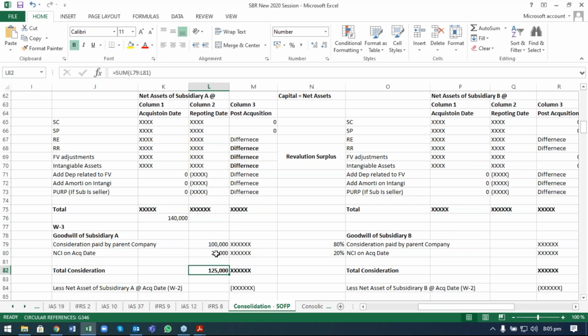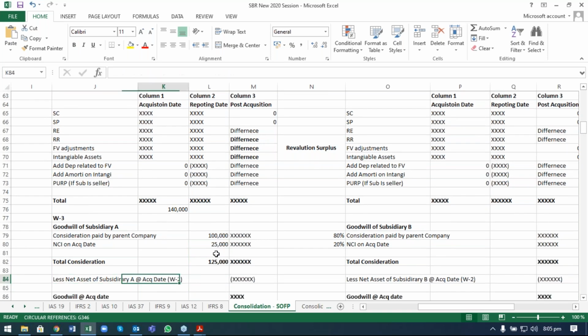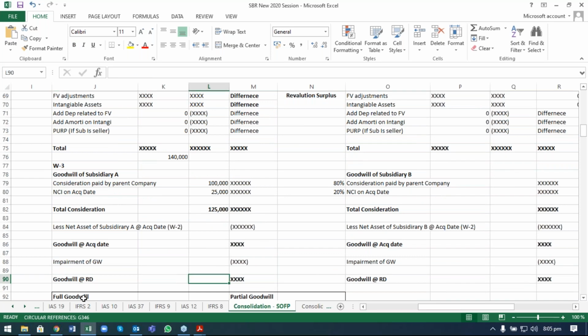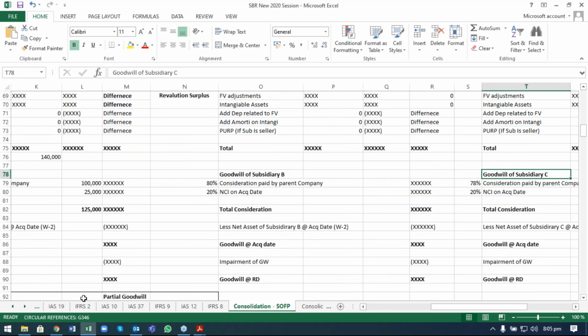So this gives you the total consideration, and you have to deduct net assets of subsidiary you have calculated at acquisition date, which comes from this working number 2, and this is the data. Once you have deducted it, you will find out goodwill at acquisition date. So any impairment within the goodwill should be deducted in this case, and the rest of the goodwill at reporting date should be the data you'll be getting up here, right? Next thing is you have to perform this step for subsidiary B, and you have to perform this step for subsidiary C to find out the goodwill of subsidiary B and subsidiary C. So you have found out goodwills of subsidiary A, subsidiary B, and subsidiary C in separate calculation.